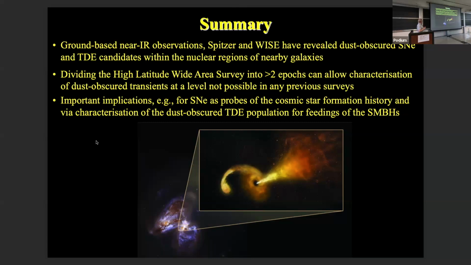And this has important implications for using supernovae as probes of the cosmic star formation history, and then via characterization of the dust-obscured TDE population, possibly also for feeding of the supermassive black holes across redshift and a number of other topics in galaxy evolution. So I finish here. Thank you very much.